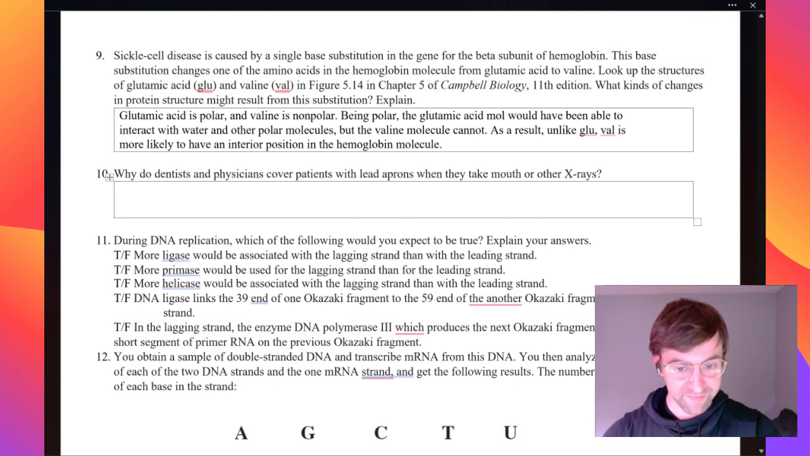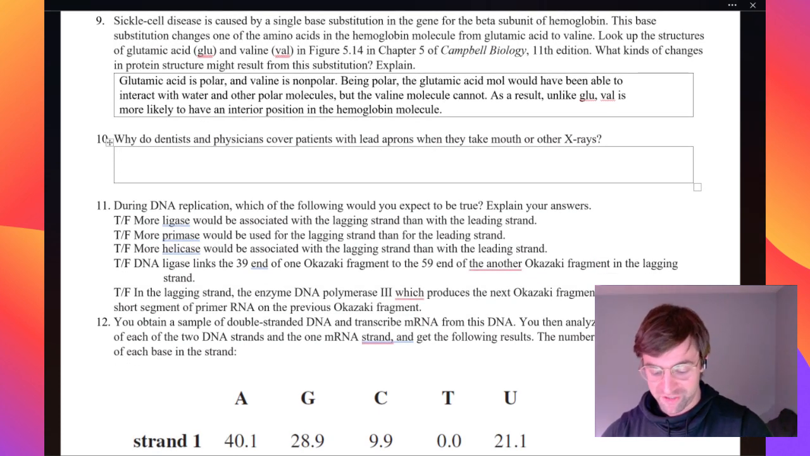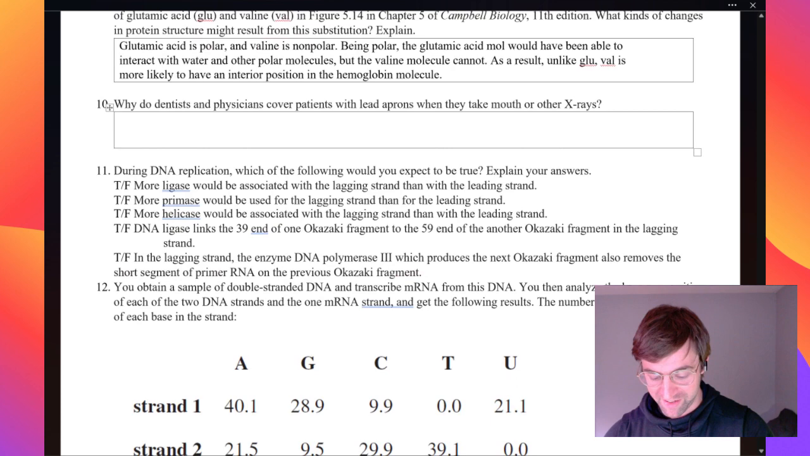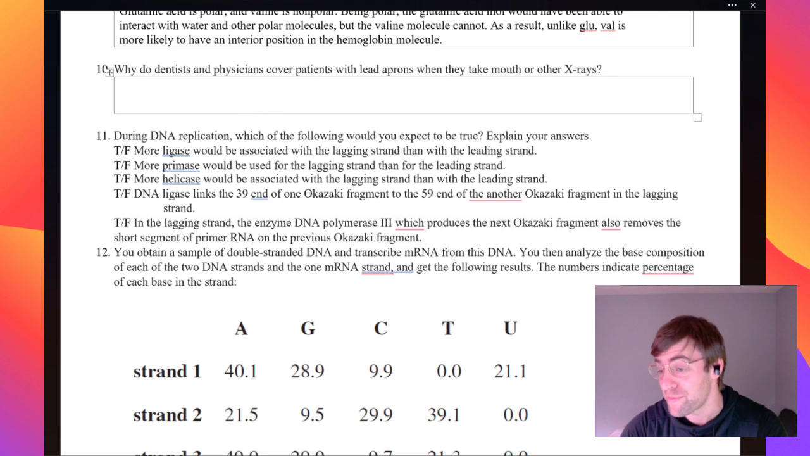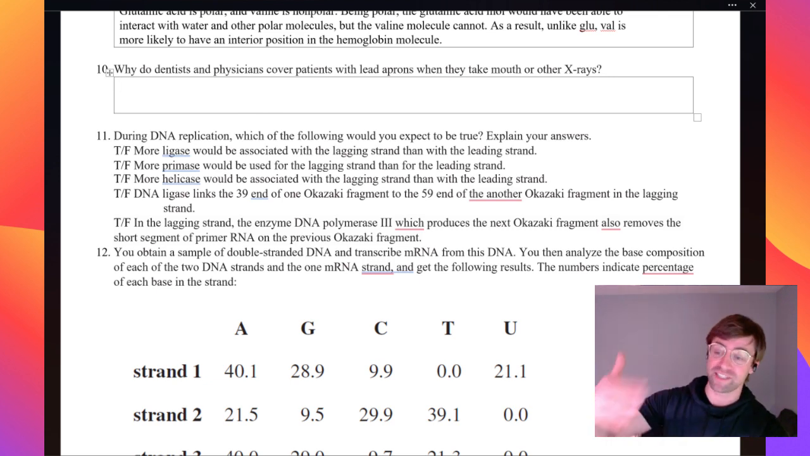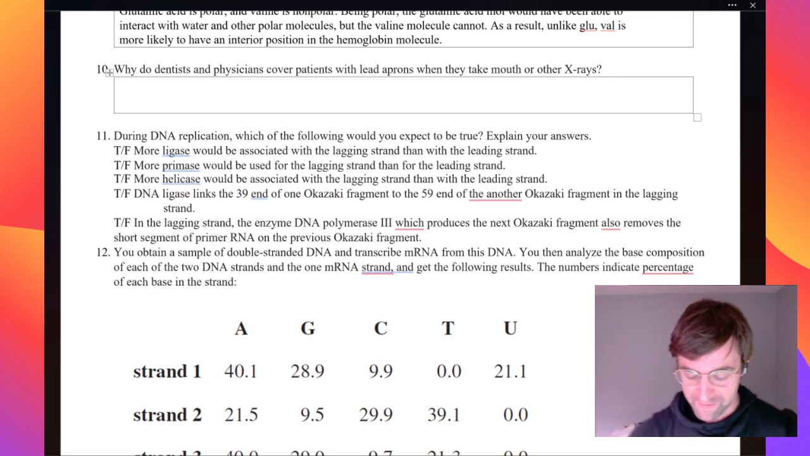All right, why do dentists and physicians cover patients with lead aprons when they take mouth or other x-rays? This should be kind of self-explanatory, I think. As noted earlier in this and other chapters, X-rays and UV light and many chemicals can damage DNA, and those modifications can persist through replications.